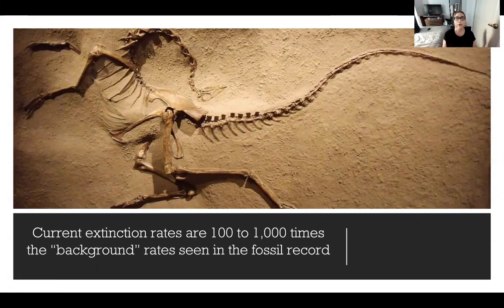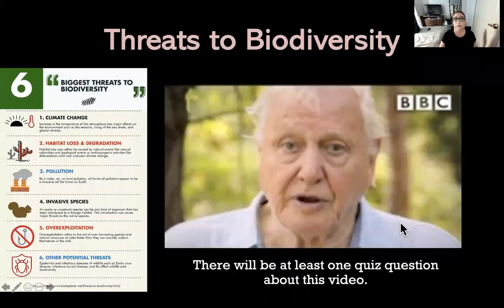Now here, this says current extinction rates are 100 to 1,000 times greater than background rates. So background rate, I mean, species are always going extinct, right? Just naturally. And natural extinction rates are what we call background rates. But the extinctions that we're seeing now are so much faster. They are happening at such a higher rate than has been seen throughout all of geologic history. And that is very alarming and is an indication that humans are causing these extinctions.